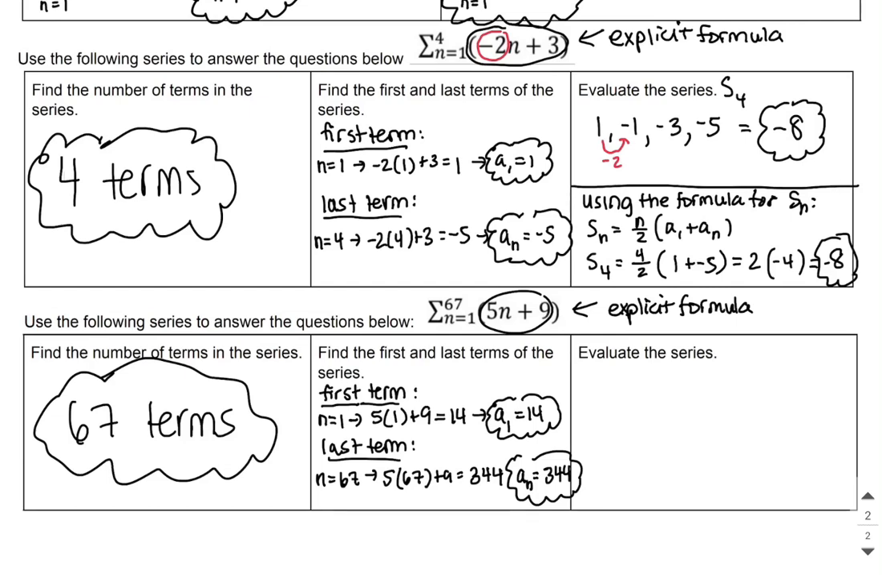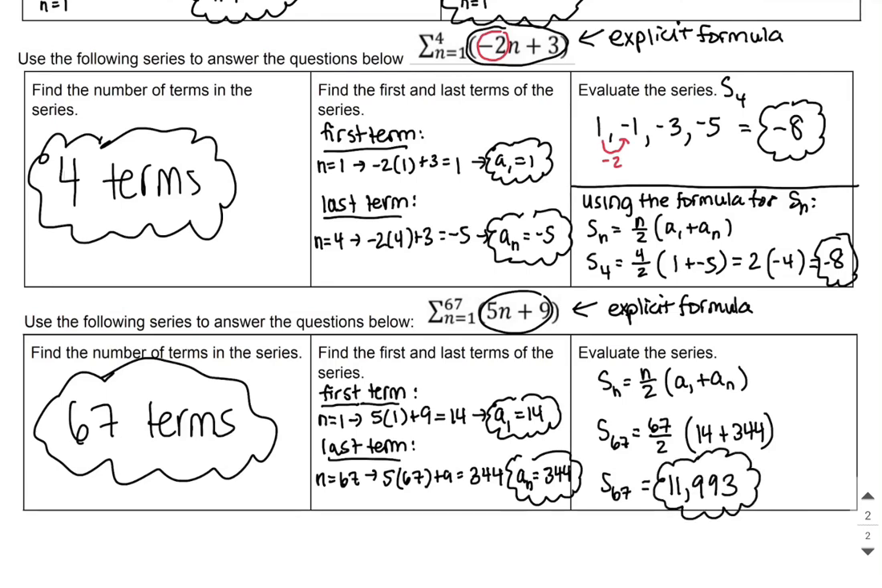To evaluate the series, I'm going to use the formula S sub n is equal to n over 2 times a sub 1 plus a sub n. I'm doing the sum of the first 67 terms, so I'm doing 67 divided by 2 to find the total number of pairs that I have. I know the sum of those pairs is the first term plus the last term, so 14 plus 344. When I do that multiplication, the total that I get is 11,993, which is the sum of this series.